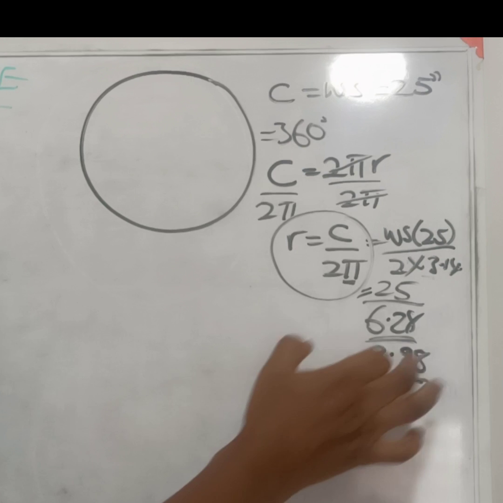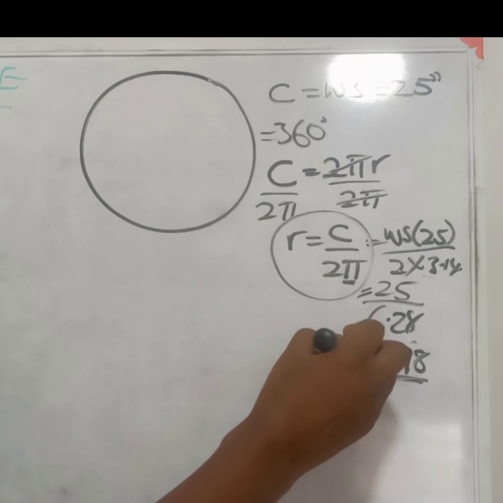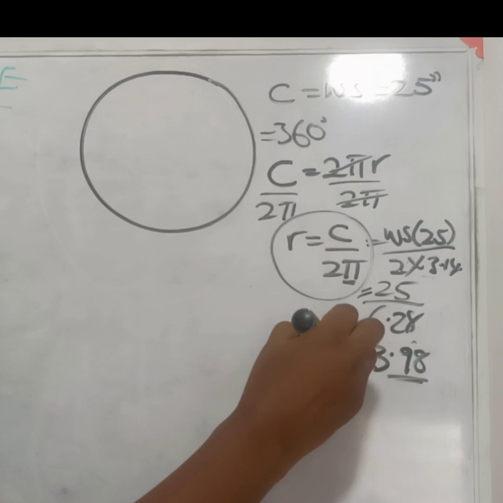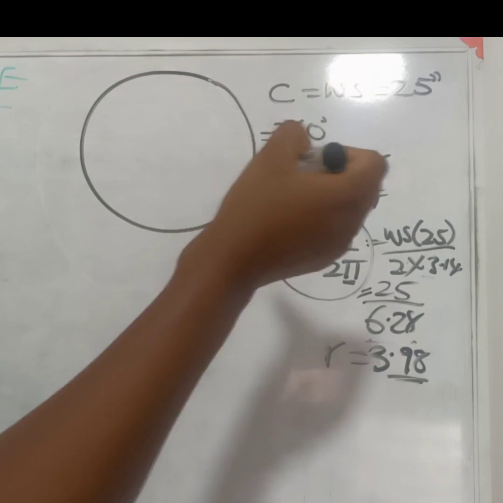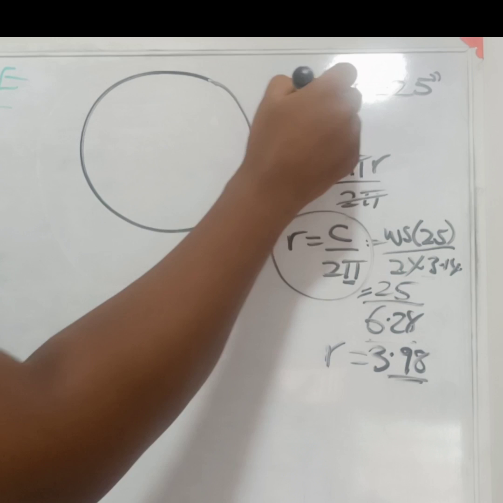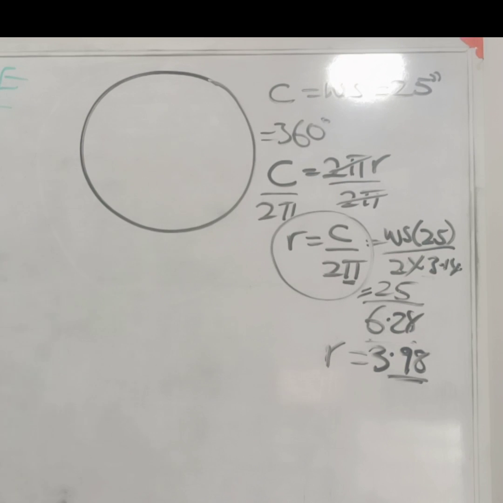So take note of that, because we'll be using it. So our radius in this case is 3.98. So this is for a 360 degree flare, which is a full circle.